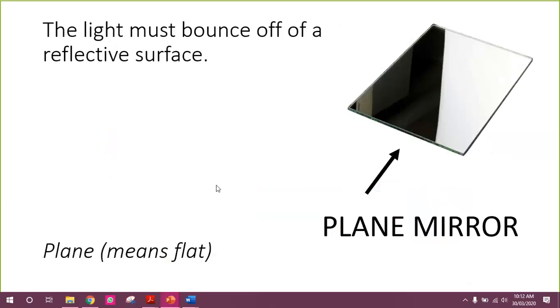So the light must bounce off a reflective surface, and in many cases, our everyday mirrors are flat mirrors or plane mirrors. So it's not plane as in the opposite of fancy. Plane, spelled with A-N-E, is a math word, and it means flat.